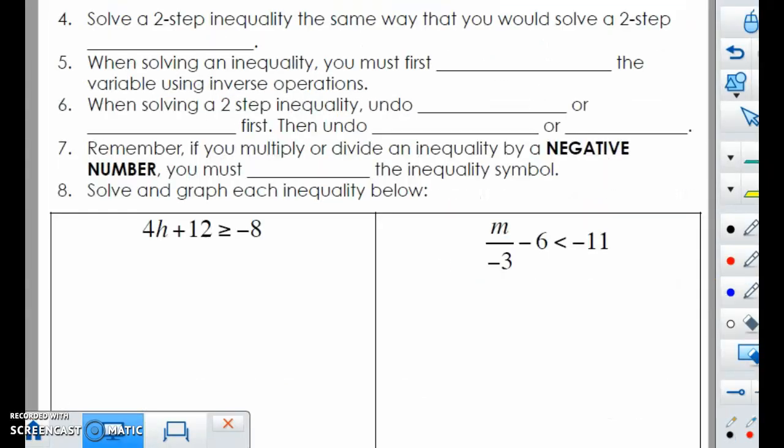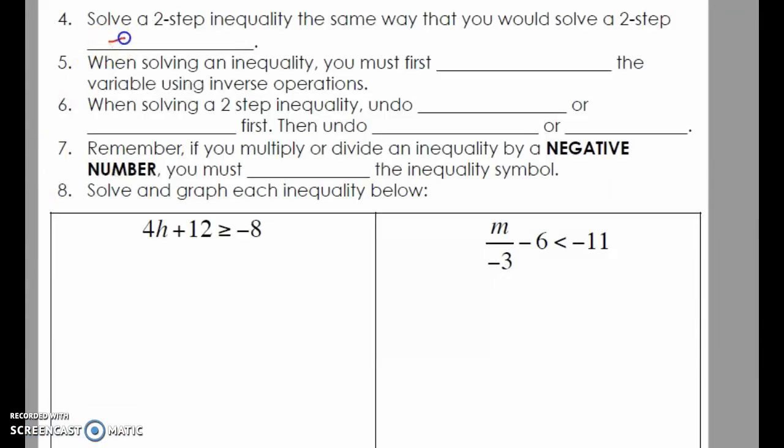Okay, so solve a two-step inequality the same way you would solve a two-step equation. So the only thing different about an inequality is the inequality sign. We solve it the same way we do equations. Go ahead and read it to us, Chloe. When solving an inequality, you must first isolate the variable using inverse operations. Very good. So you must first isolate the variable.